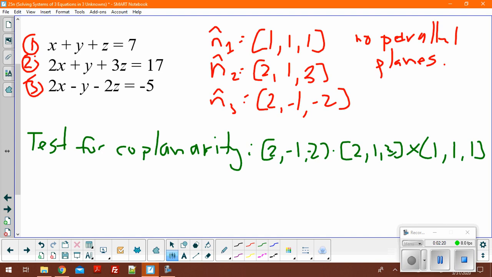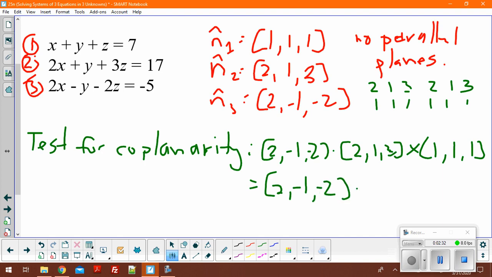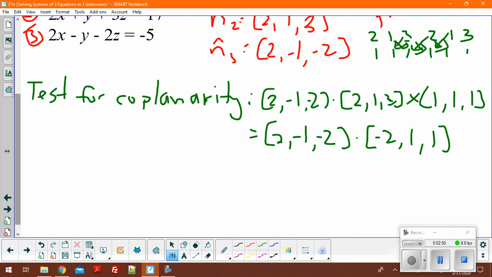So we'll zip through the cross product here. I've got 2, 1, 3, 2, 1, 3, 1, 1, 1, 1, 1, 1. So I have 2, negative 1, negative 2, dotted with, I have 1 take away 3, so that's minus 2. I have 3 take away 2, that is 1. And I have 2 take away 1, that's 1. Now we do the dot product. 2 times negative 2 is negative 4, plus 1 times negative 1 is negative 1, negative 2 times 1 is negative 2, so I get negative 7.